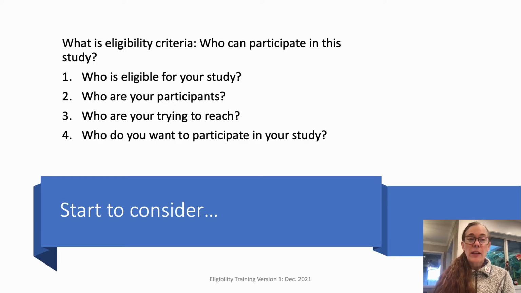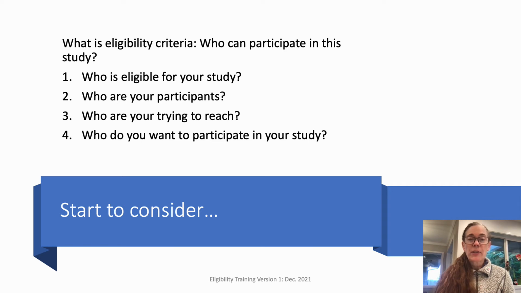So this is how to think about it. When you are thinking about who's eligible for your study, you want to really think, who are your participants? You want to be as specific as you possibly can in who you're trying to reach and who you actually need to be in the study. And sometimes just jotting it down can really help you consider who's going to be in my study. If I want to have a certain group of people, what do those people need to have? What are the characteristics? What are the things that they must possess in order to be in my study?